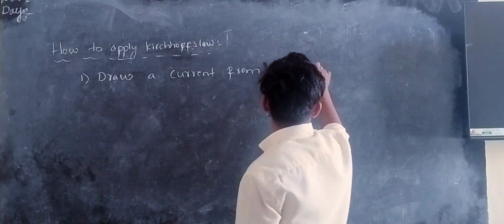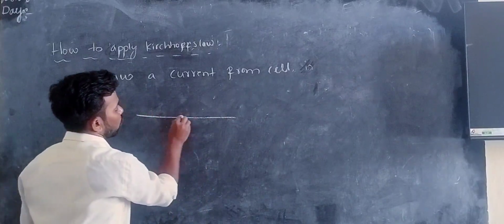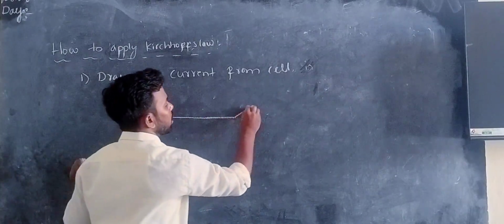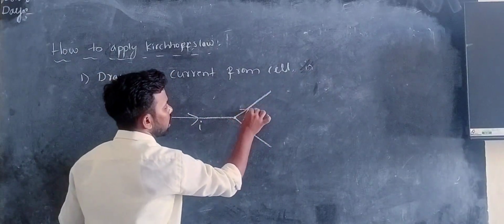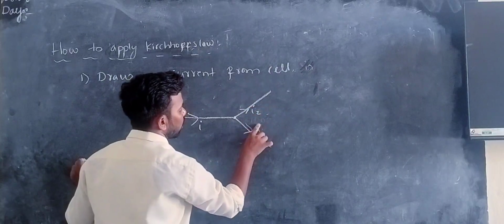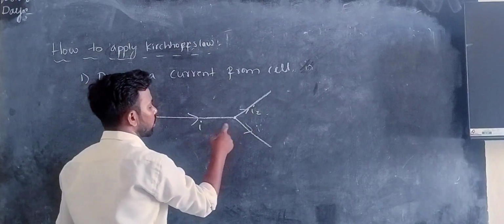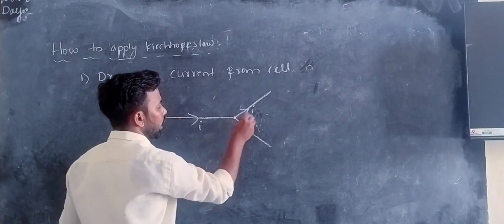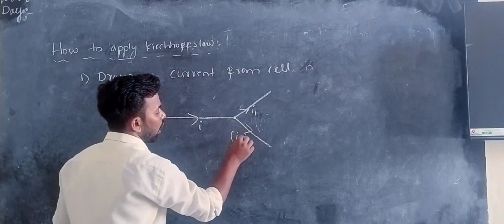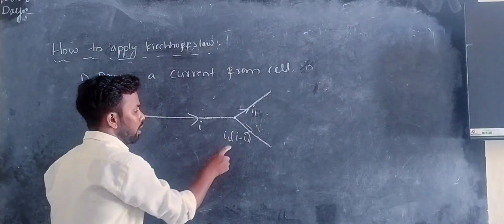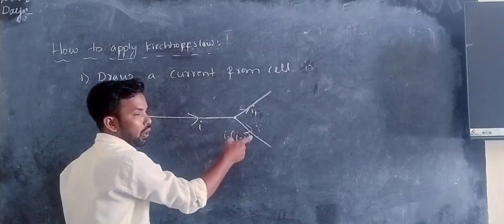Cell in this manner. If you have one wire, first it is distributed like this. This is I1. This is the junction. This is I2. This is I3. Let us take this one, I2. Let us take this one, I1. This is the total current I. We can write this one as I minus I1 or I minus I2. Total current minus I2.